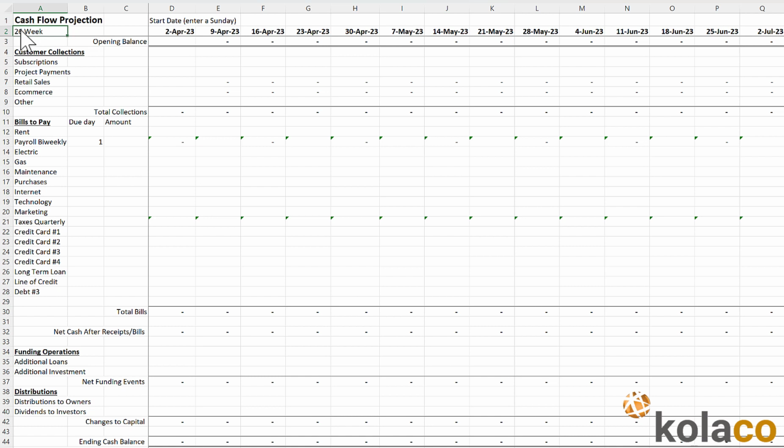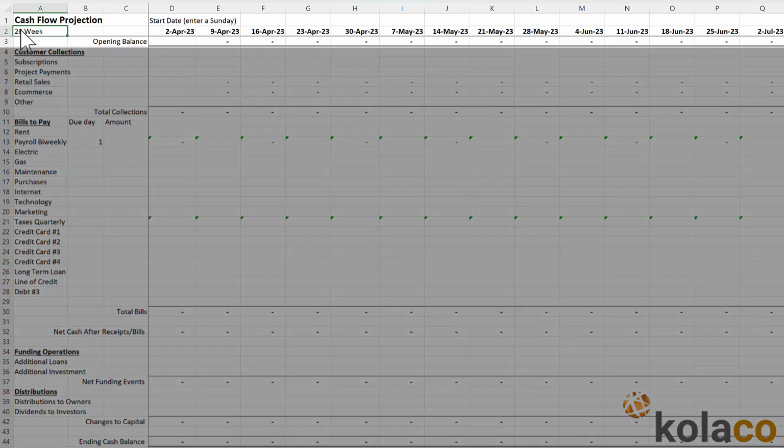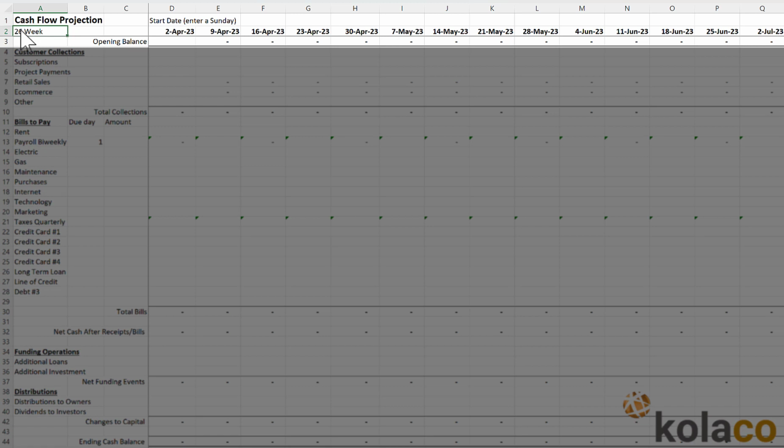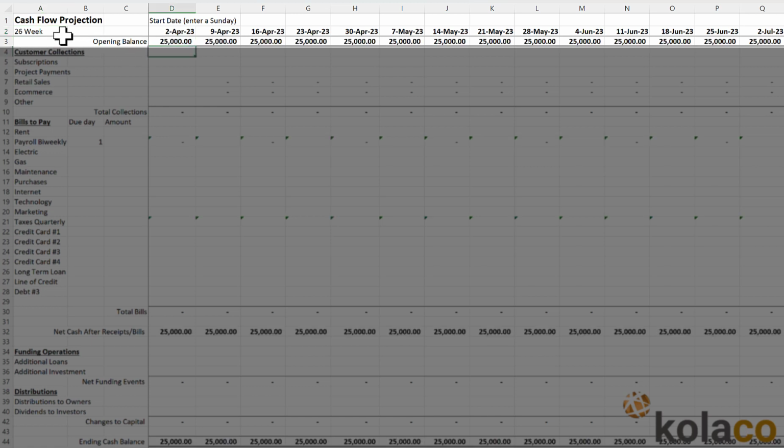more importantly, to identify areas where cash may be short so you can properly act to avoid a negative cash situation. This template is laid out with each week as separate columns, and the date in each column is the start date for that week starting on a Sunday. At the very top in row 3 is the beginning cash balance. We will enter a starting cash balance of $25,000.